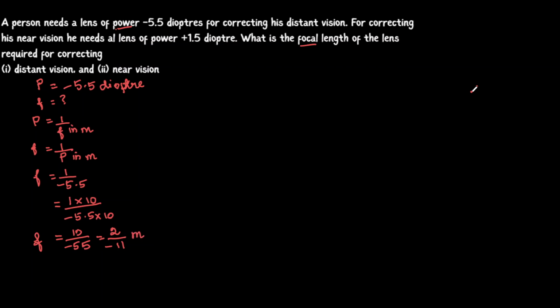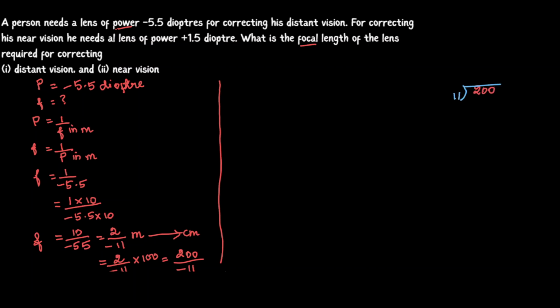So meter, we are converting it into centimeter. When we convert it into centimeter, we have to multiply by 100. So 2 by 11 into 100. So 200 divided by minus 11. So let us do this on this side. 200 divided by 11.